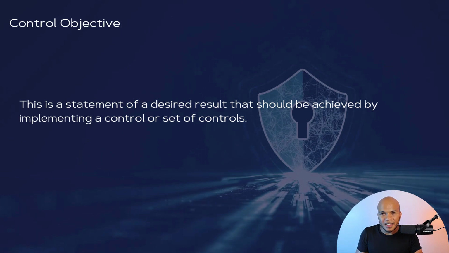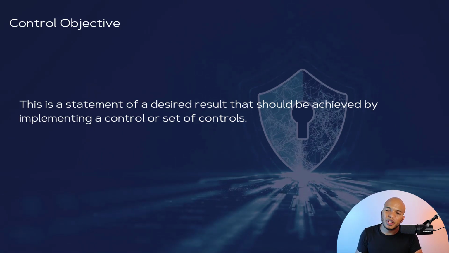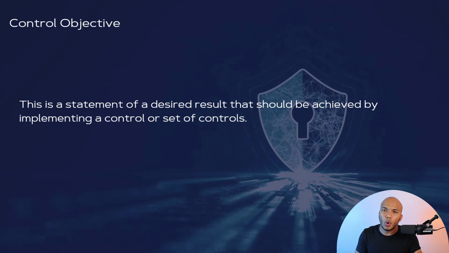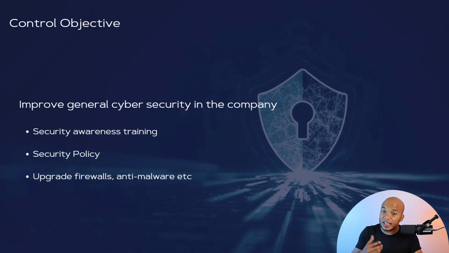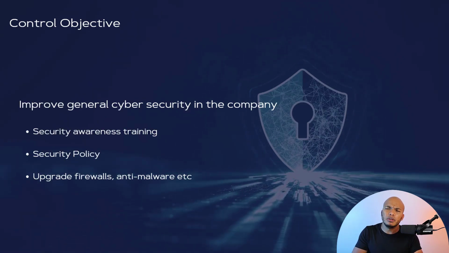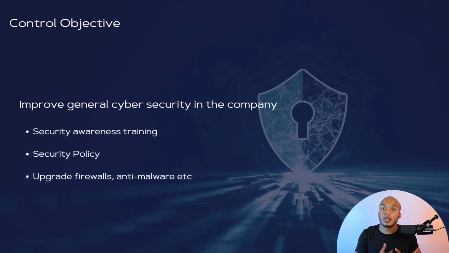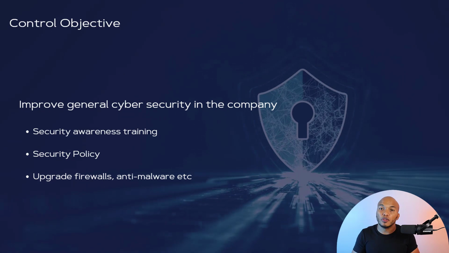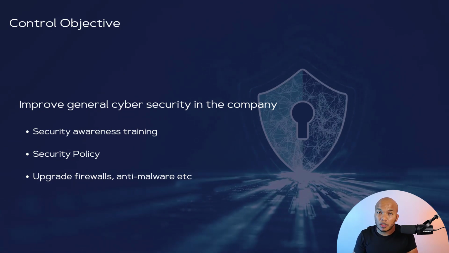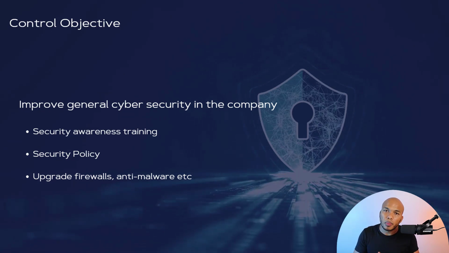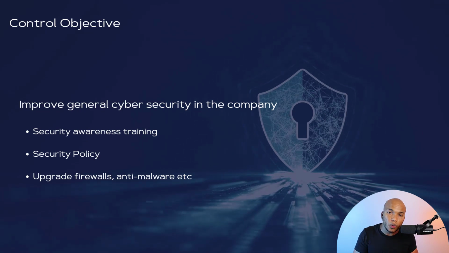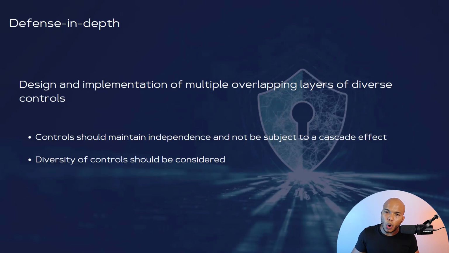This is a statement of a desired result that should be achieved by implementing a control or a set of controls. As an example, we have the control objective: we want to improve general cybersecurity in our company. We have a variety of controls that can do that, like security awareness training, security policy, and of course upgrading your firewalls, anti-malware, and so on.